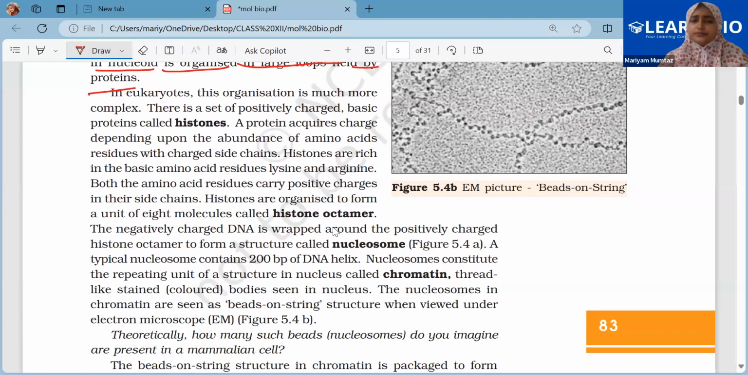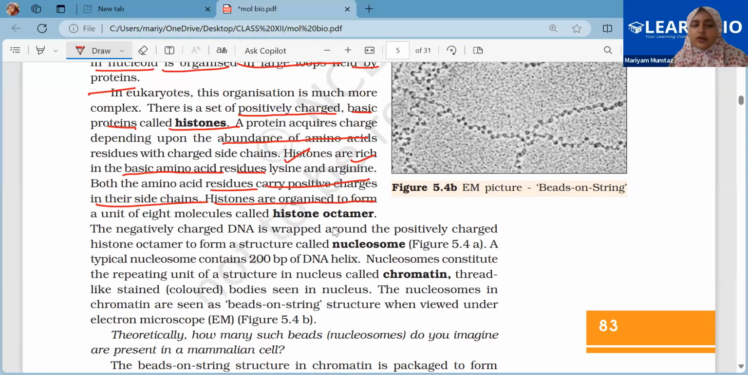Now for eukaryotes, this organization is much more complex. There is a set of positively charged basic proteins known as histones. A protein acquires charge depending upon the abundance of amino acid. We know that protein is a heteropolymer, so if there are more basic amino acids, then the protein will be positive. Now histones are rich in the basic amino acid residues, that is lysine and arginine. Both the amino acid residues carry positive charges in their side chain.